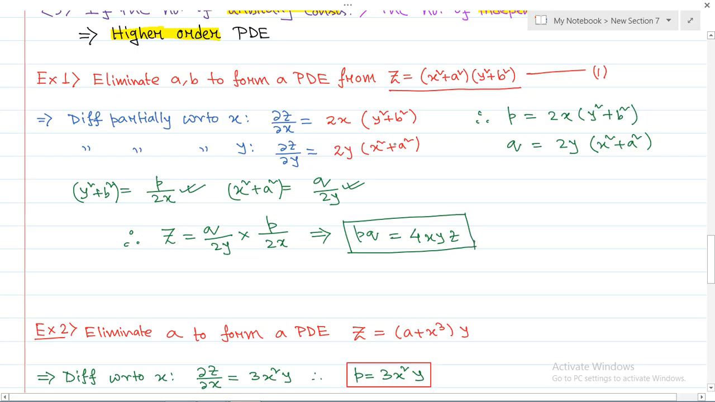Now here you can notice that in this equation 1 we have only two arbitrary constants a and b, and how many independent variables are there?